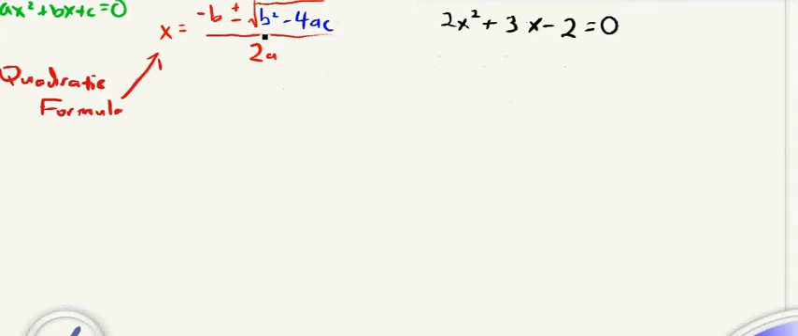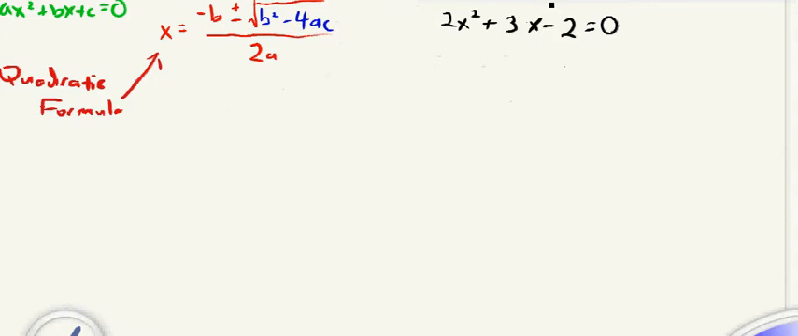So one really helpful way to memorize it is by singing it to the tune of Pop Goes the Weasel, okay? So it goes something like this. Negative b plus or minus square root of b squared minus 4ac all over 2a. Alright, so if you sing it, it always helps a little bit with remembering exactly what it is.